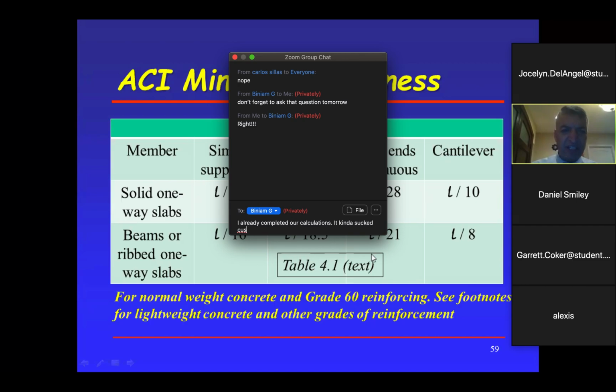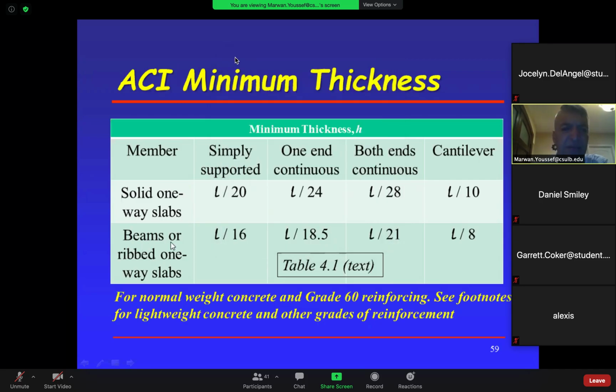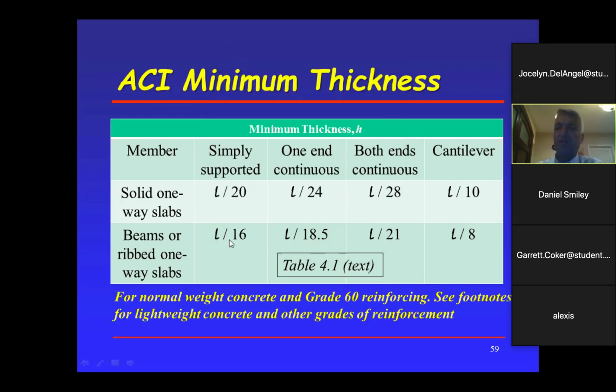Instead of using the solid slab, I'm going to use the second line, beams, or ribbed one-way slab. Forget that for now. We are dealing with beams. Same thing. Is my beam simply supported? No. I have 4 spans. Is my beam cantilever? Is it balcony? No. One end continuous and both ends continuous.